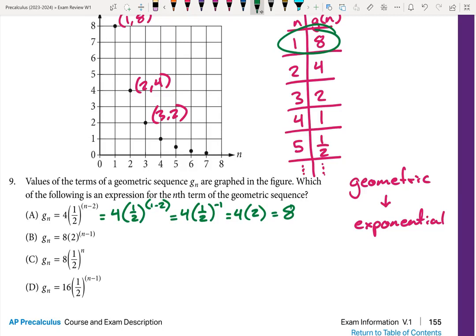Yes. However, do not just automatically circle A. You need to eliminate the other ones. Check the other ones. There might be another one that also gives you 8, and if there is, then you would need to check a second point. So go through, plug in 1 to each of those. The ones that don't give you 8, eliminate. Once you're down, and hopefully it's down to 2 choices, then plug in 2 and see which one gives you 4. All right? So go ahead and keep going. Try that out.